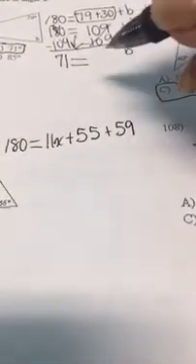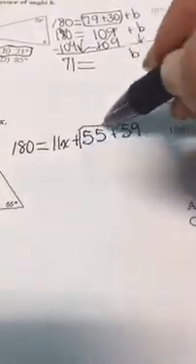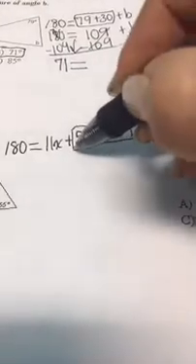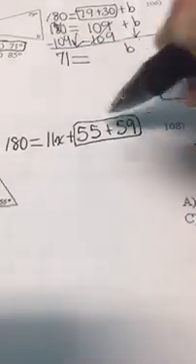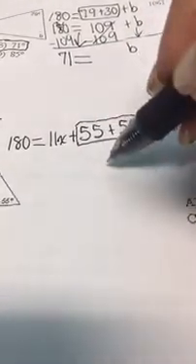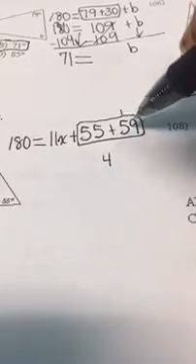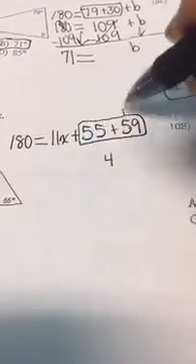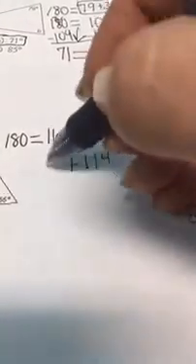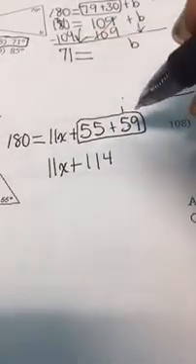Okay? Step 1, combine your like terms. 9 plus 5 is 14. I'm going to carry the 1. 5 plus 5 is 10, plus 1 is 11. Bring down your plus, bring down your 11x. Make sure your x and your plus look completely different. Those are easy to get mixed up. Bring down your equals, bring down your 180.